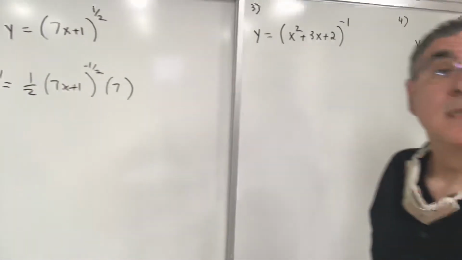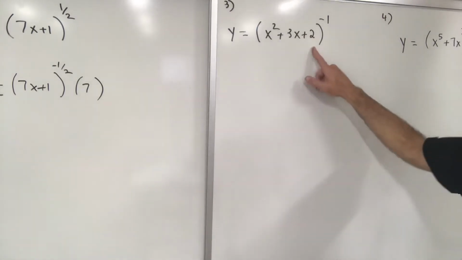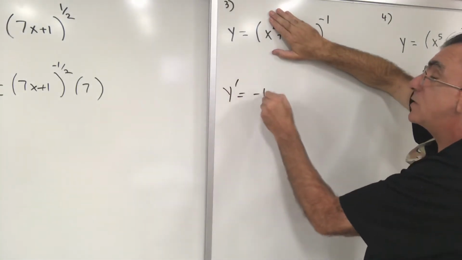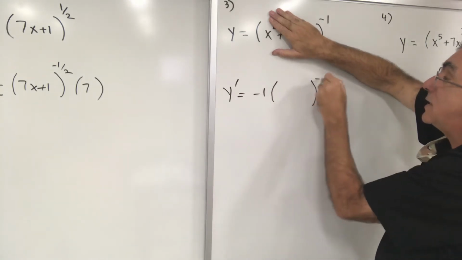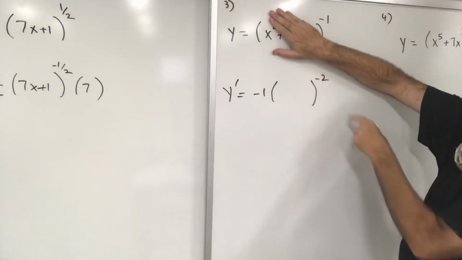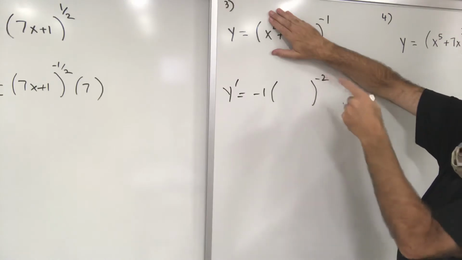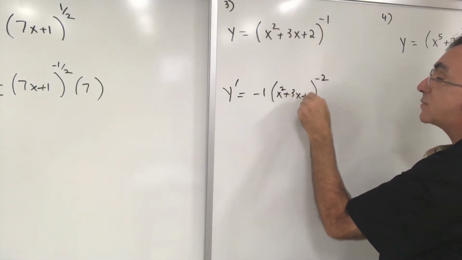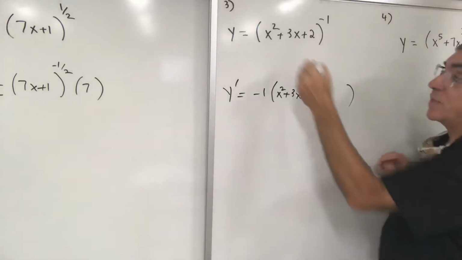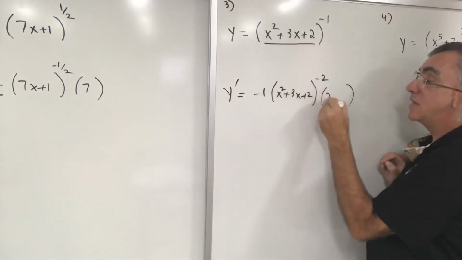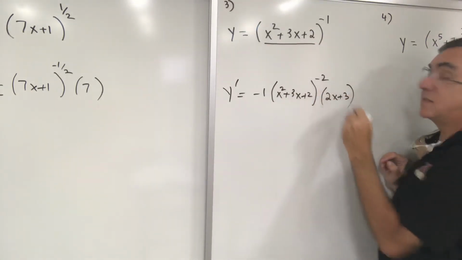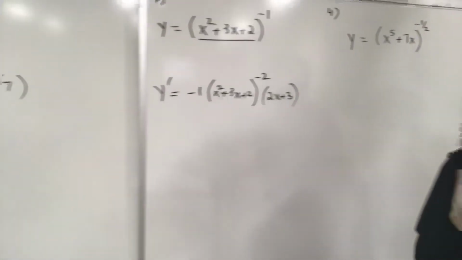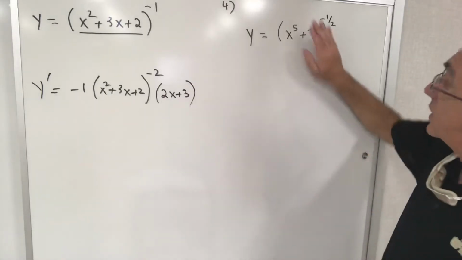Okay. Here, again, you cover it up, and then you bring the -1 down, and you reduce the power by 1. But what's inside isn't x, is it? It's x squared plus 3x plus 2. So you have to do that chain rule thing where you have to take the derivative of what's inside. X plus 3.